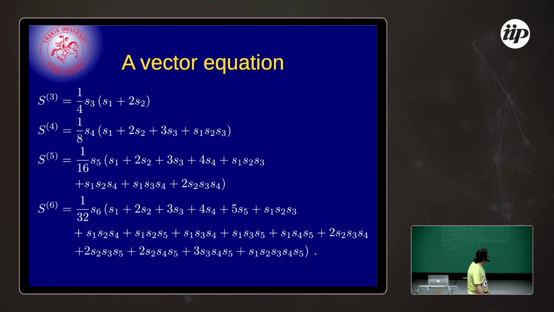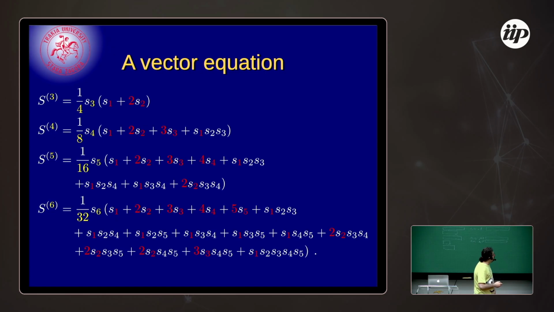Well, you look at it this way, and it's kind of ugly, but then you start noticing that there are patterns emerging. For 3, we have 1 over 4, which is 1 over 2 to the 2. For 4, we have 1 over 2 to the 3. So 1 over 2 to the 4 minus 1, 1 over 2 to the 5 minus 1, 1 over 2 to the 6 minus 1. Okay. 3, 3, 4, 4, 5, 5, 6, 6.